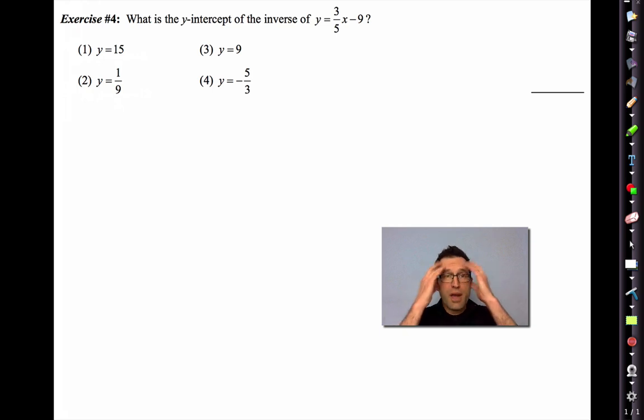Holy cow, we just keep getting it. Number 4, what is the y-intercept of the inverse of y equals 3/5 x minus 9? I need the y-intercept of that inverse. Oh boy. Well, lots of different ways to do this. Why don't you pause the video and think about it a little bit.